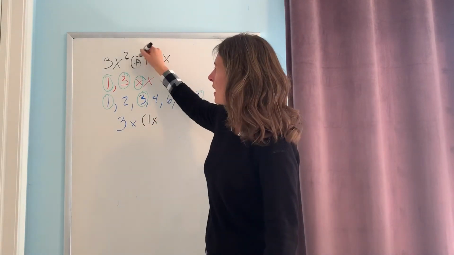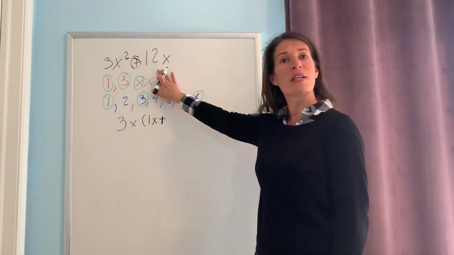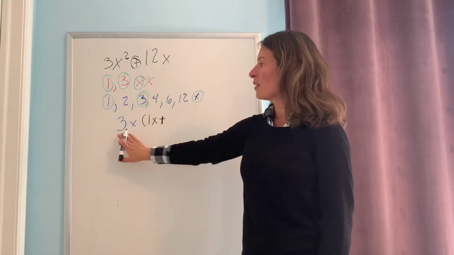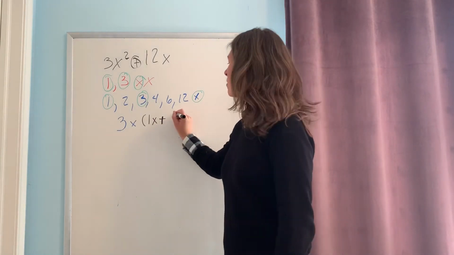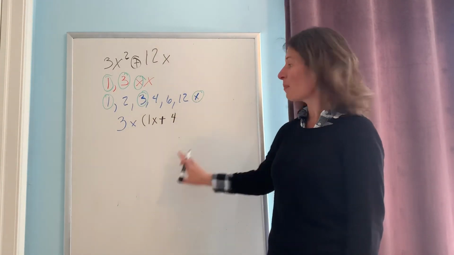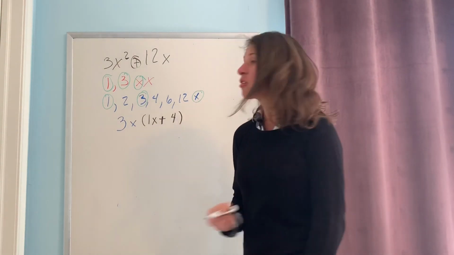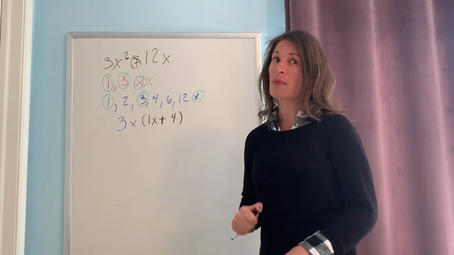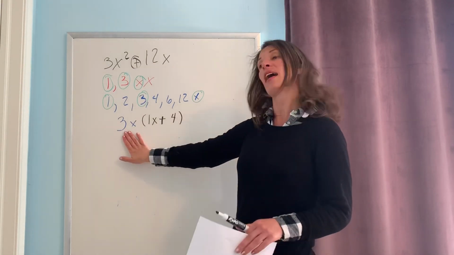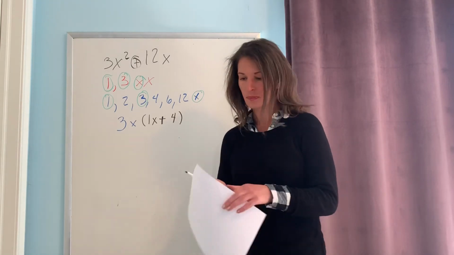There's a plus here, so I'm going to write a plus. And then I'm going to go to my 12x. So 12 divided by 3 is 4. And I have 1x that's circled. That means that came out, and I don't have any more variables left. So my answer, when I greatest common factor this, is going to be 3x times 1x plus 4.